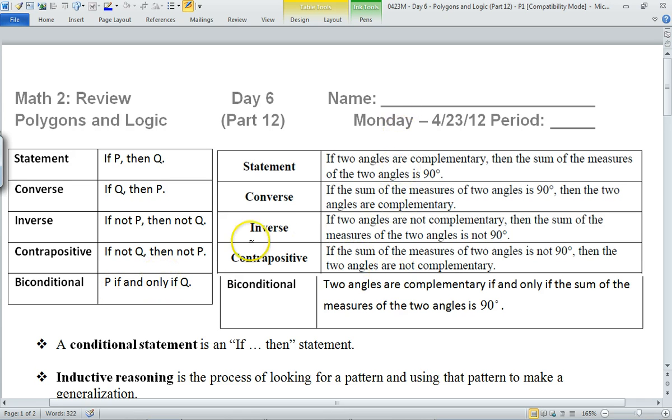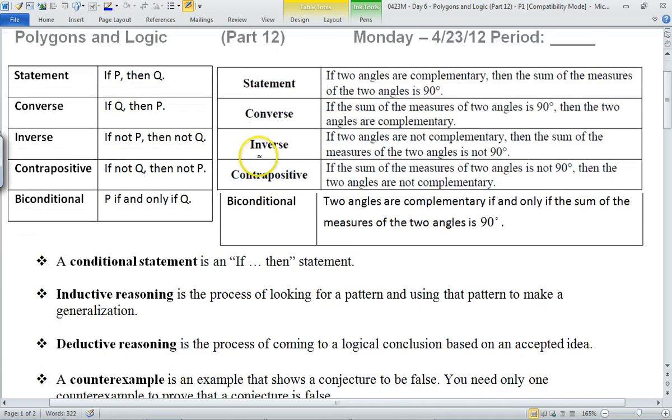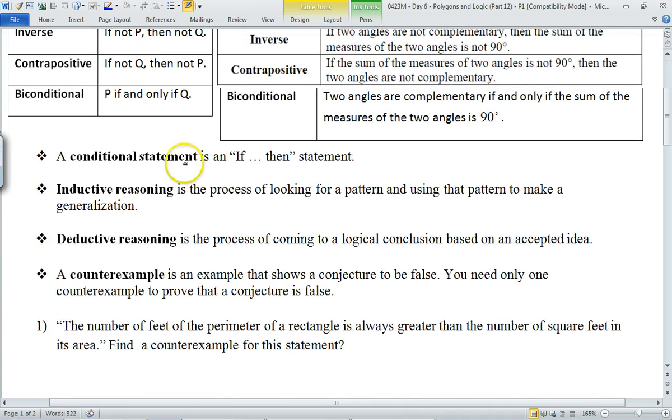Here are some examples that you can study on your own. Be familiar with this vocabulary. Conditional, that's an if-then statement. Inductive reasoning, you need to know this vocabulary. Inductive reasoning, that's when you're looking for a pattern.